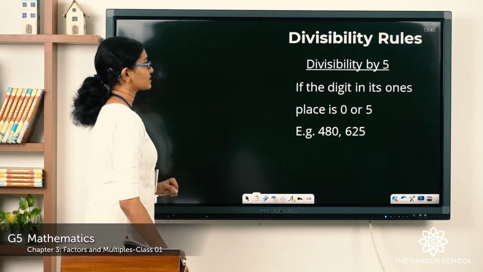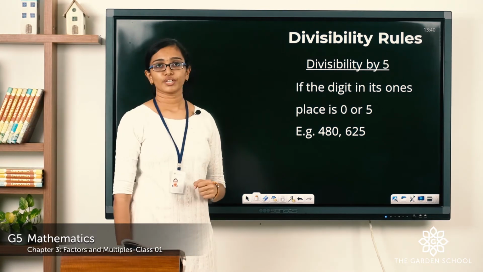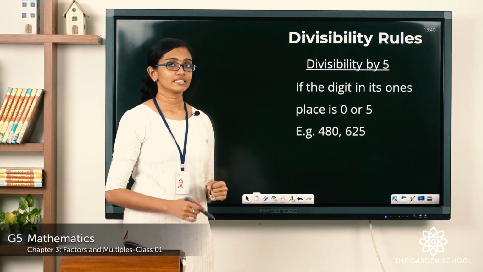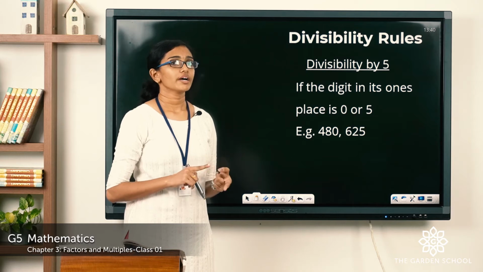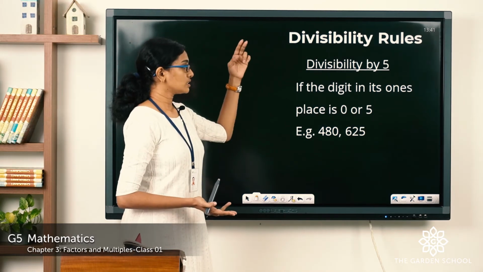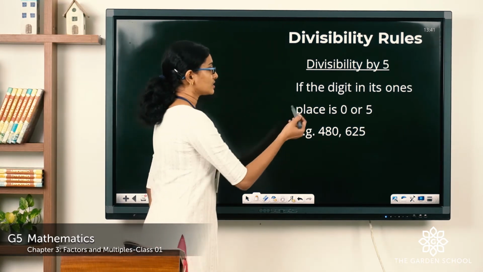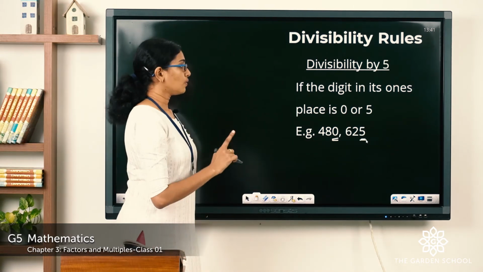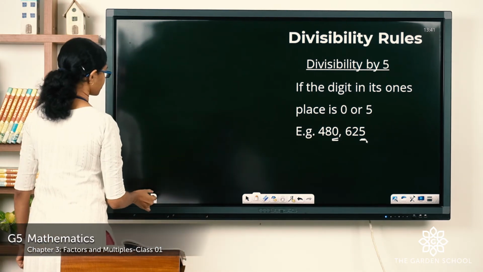Let's see the next divisibility rule. If the digit in its ones place is 0 or 5. We know all the multiples of 5 end in either 0 or 5, right? 1 5 is equal to 5, 2 5s are 10, 3 5s are 15, 4 5s are 20. So all the multiples of 5 end in either 0 or 5. So just check the digit in the ones place. If it's either 0 or 5, you can say the number will be divisible by 5.